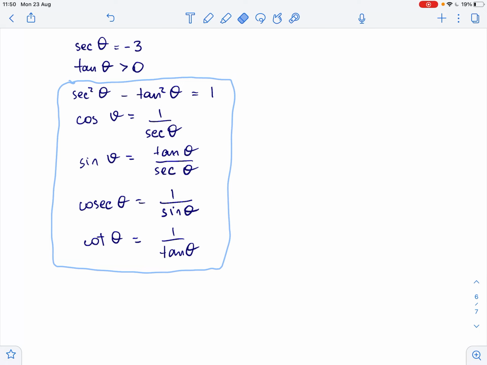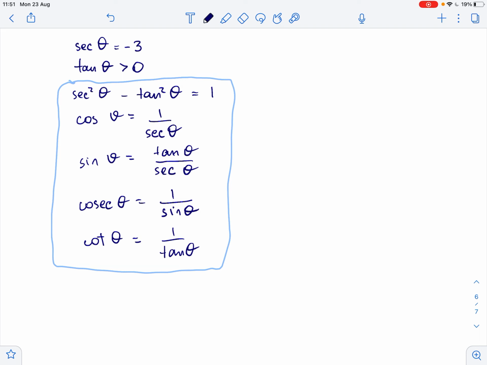So we know that secant of theta equals -3 and tangent of theta is positive. We need to find the value of other trigonometric functions of theta. Here you can see the list of identities which we will use to find these values.